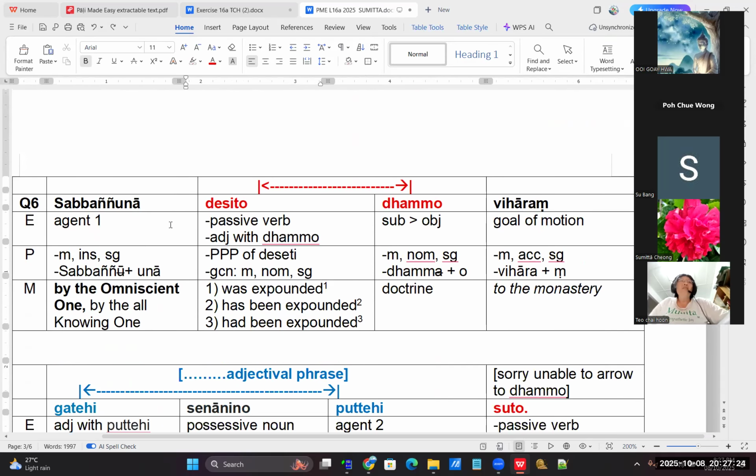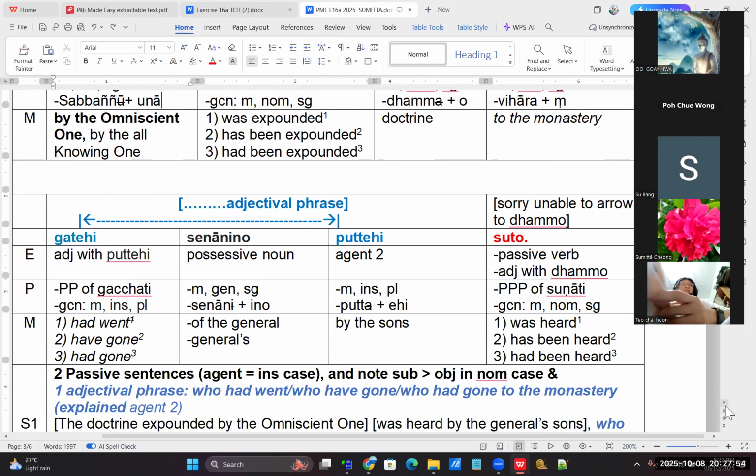Sabbannuta, na. Sabbannuna, nuna. Why do you want to change it? Una, nuna, because desito is instrumental. I want to make sure that it's a short u, because if the word by itself is long u, then you add the suffix una. Sabbannuna desito dhammo. Okay, now we look at the whole sentence.